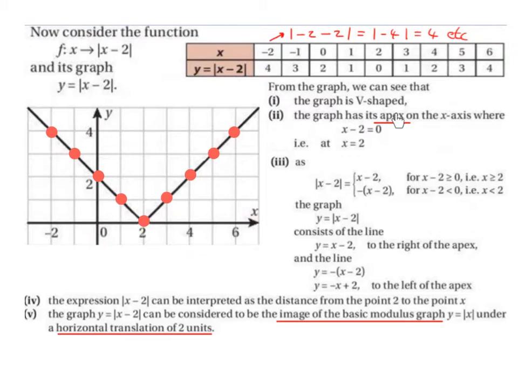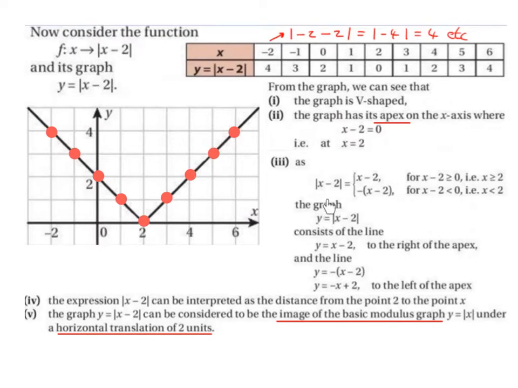The graph has its apex, or its bottom corner, on the x-axis at this point here, which is 2 on the x-axis. So if x minus 2 is equal to 0, then x is equal to 2. So this is where our modulus apex is. As the modulus of x minus 2 is equal to x minus 2 for x minus 2 greater than or equal to 0, i.e. x is greater than or equal to 2, bringing the minus 2 over the inequality sign and getting plus 2, or minus times x minus 2 for x minus 2 less than 0, i.e. x is less than 2.